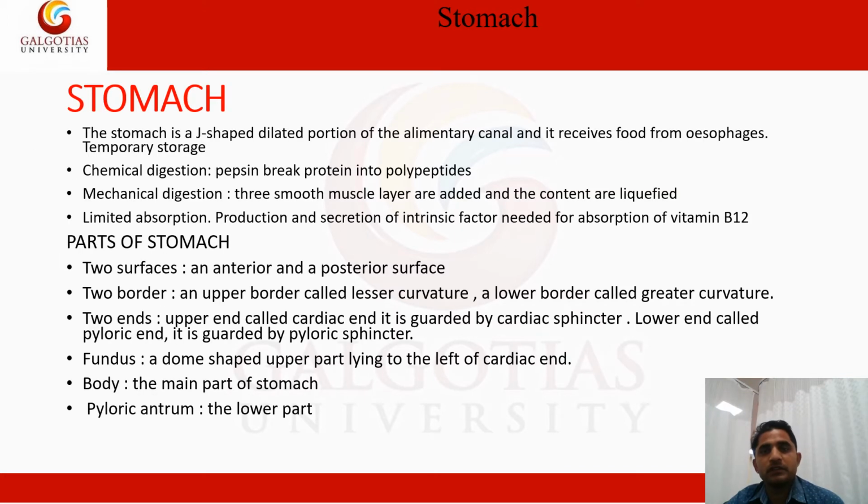So let's discuss the next part of the alimentary canal, which is known as your stomach. The stomach is a J-shaped dilated portion of the alimentary canal, and it receives food from the esophagus and temporarily stores it. So food enters the oral cavity, then comes to the pharynx, then the esophagus and then to the stomach. Two processes happen in the stomach. One is chemical digestion, one is mechanical digestion.